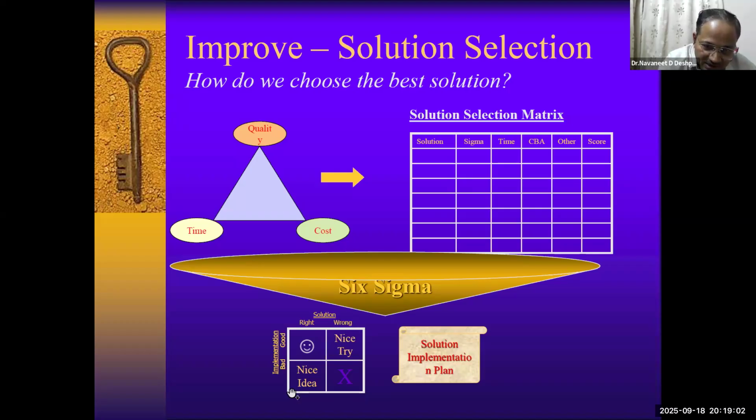You have a solution here, and then implementation, whether bad or good, right or wrong, you have to note down here. Whether the solution is good, whether implementation is good, then if both the solution is right and good, then we'll have a happy customer or a happy individual, or rather the employee also. If it's a wrong solution but the implementation is good, it's a nice try. But if the solution is right, it is just a nice idea, because implementation is not there. So it's a bad implementation. If the solution is also wrong and implementation is also bad, then it is X. It's of no use.